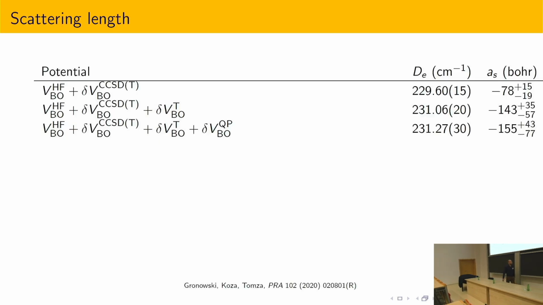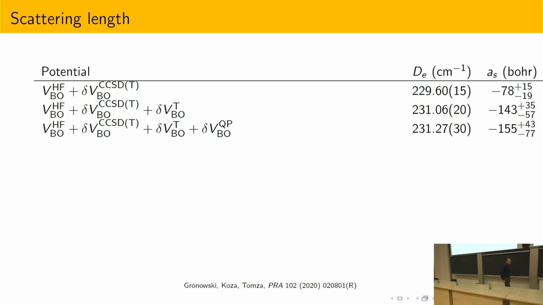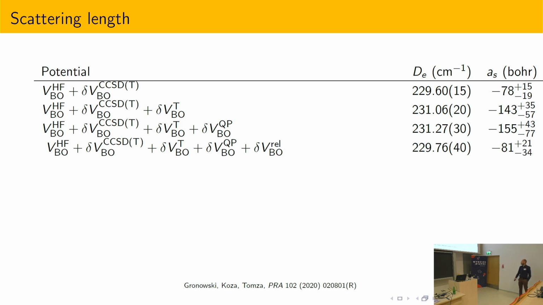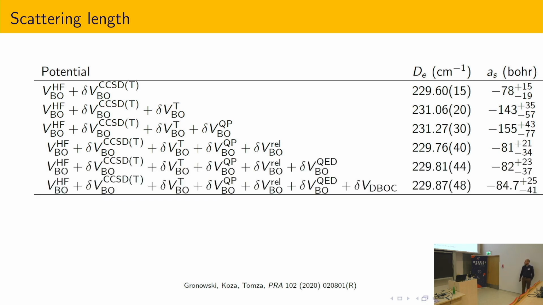So when we use our potential and try to obtain the scattering length, which is in this column, we see that inclusion of the higher excitations can change the scattering length a lot. This is more or less what we expected from the beginning, that these relatively small changes in the depth of the well can change the scattering length significantly. Of course, when we include the relativistic contribution, the change is very huge. And then we have other contributions as well. And these are the results that we published a few years ago.